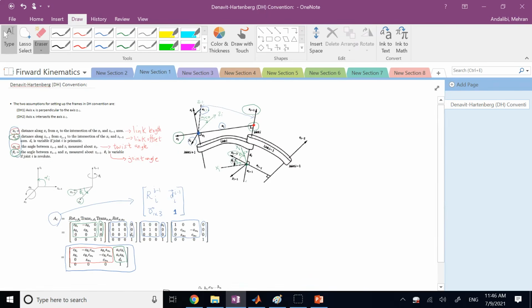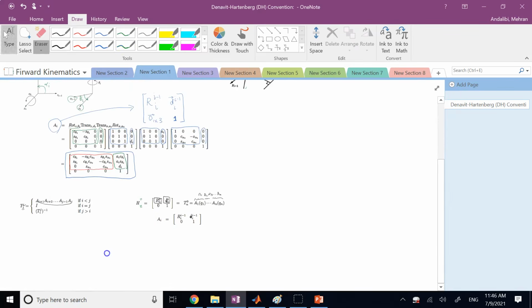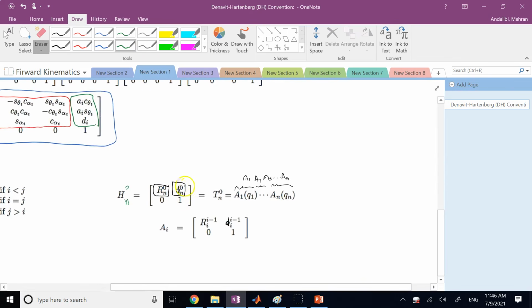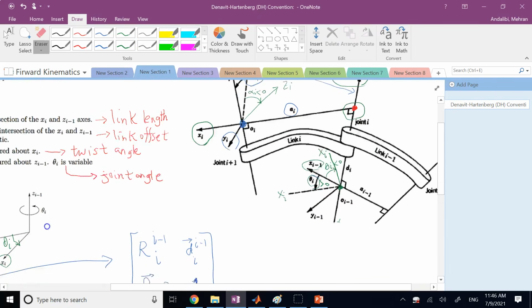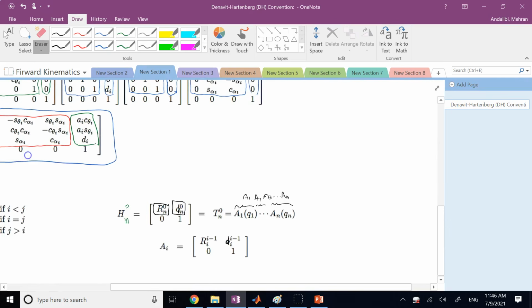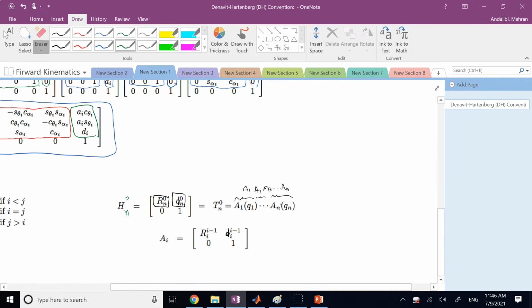So this whole H matrix that you get, or the Rn0 and dn0, are basically functions of what? Functions of the joint variables, in this case let's say the 6 joint variables or the 4 joint variables, as many joint variables as you have.